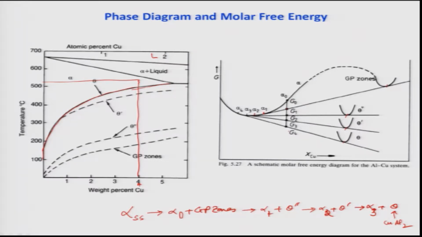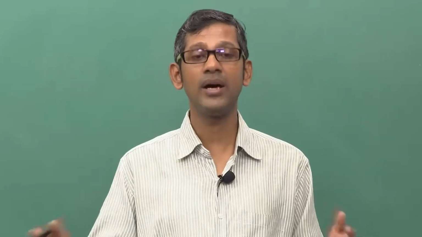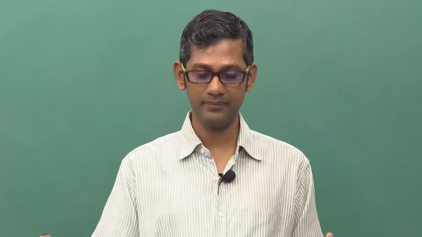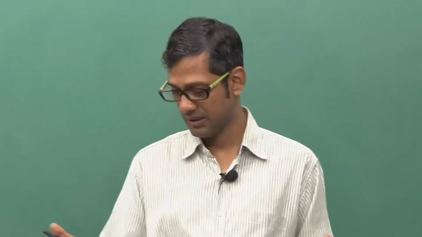So the system actually can reduce its energy. The alpha supersaturated solution can reduce its energy in sequence by forming GP zones, theta double prime and theta. This is possible, and that is why this transformation happens. One is the kinetic barrier, that is the nucleation barrier. The other one is that the energy decrease happens in a step manner. That is much easier for things to happen.